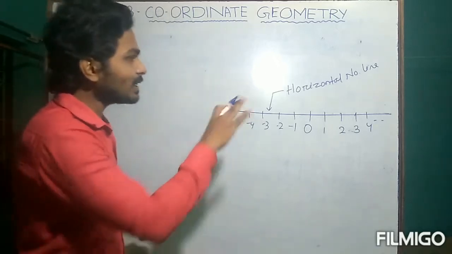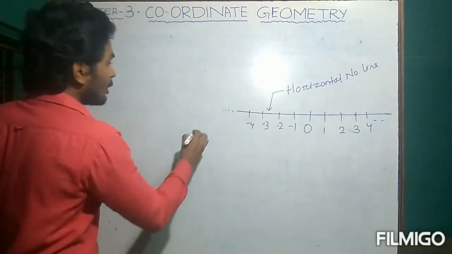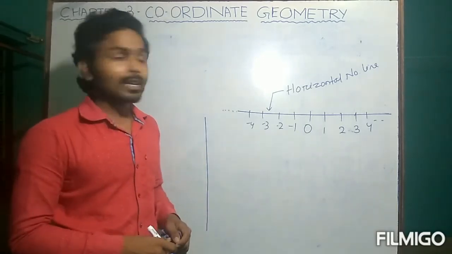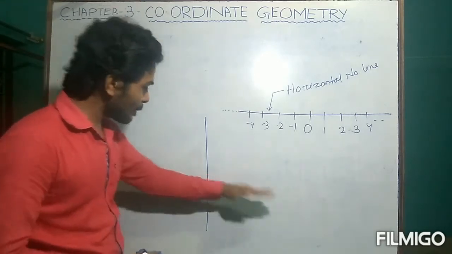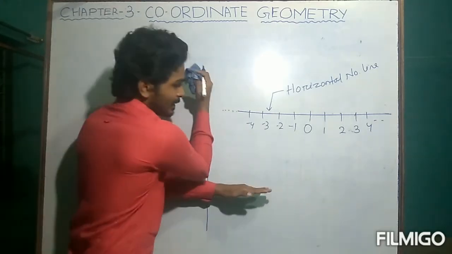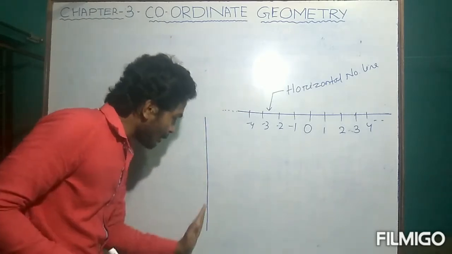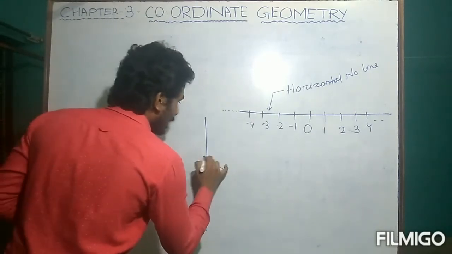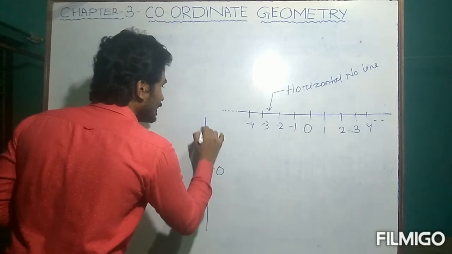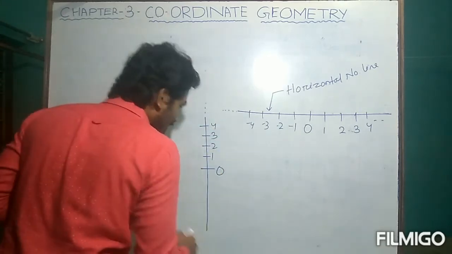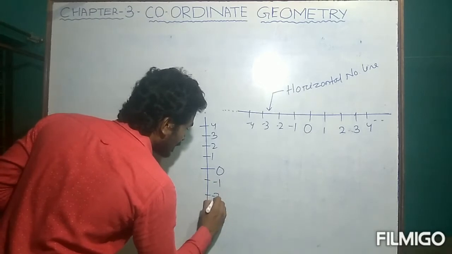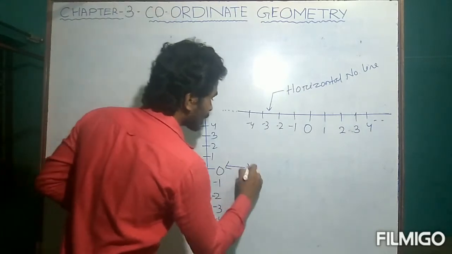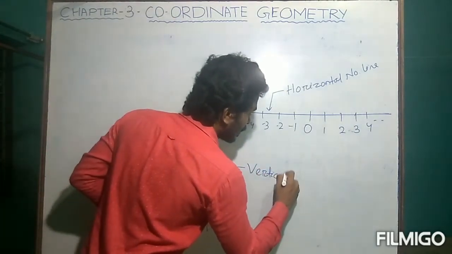So let us draw another number line which is vertical. Vertical means perpendicular to the base. If my hand is the base, then this is the perpendicular line. So this is a perpendicular number line. Let us represent this as 0. Now 1, 2, 3, 4 and so on, and towards its bottom it is -1, -2, -3, -4 and so on. So this is known as the vertical number line.